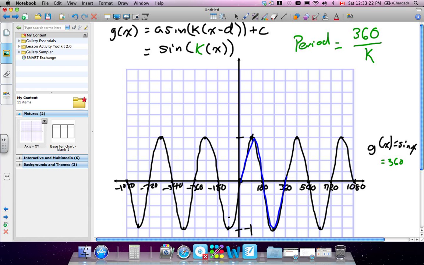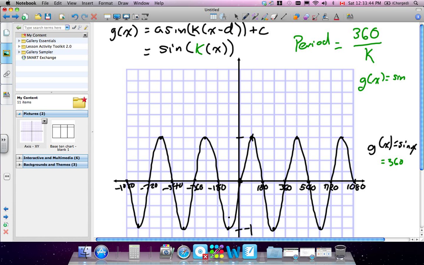So this was the whole period. We went up, down, and we're back here, 360 degrees. Okay? Let's say we have a k that is greater than 1. It's going to go differently. It's going to compress it. Actually, sorry, let's do whole numbers. Might be a little easier to start with.